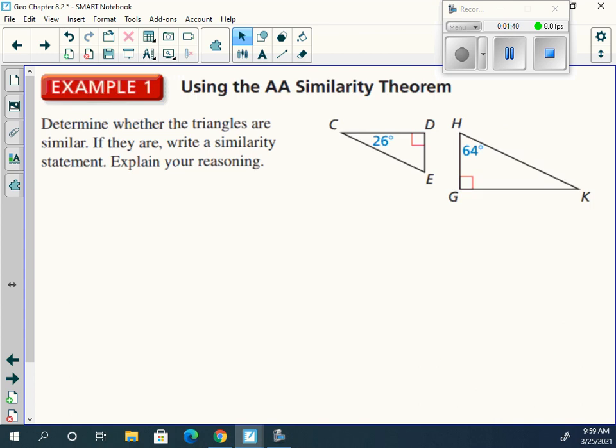So let's look at the first example. We're given these two triangles here. Determine whether the triangles are similar. If they are, write a similarity statement explaining your reasoning.